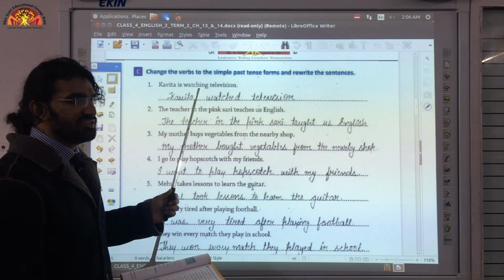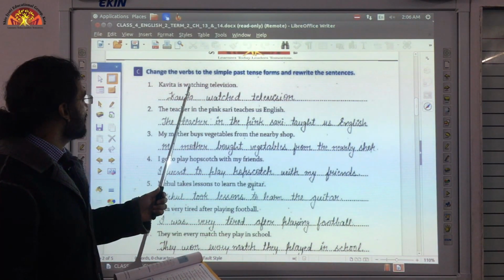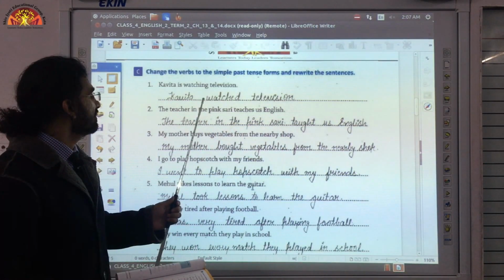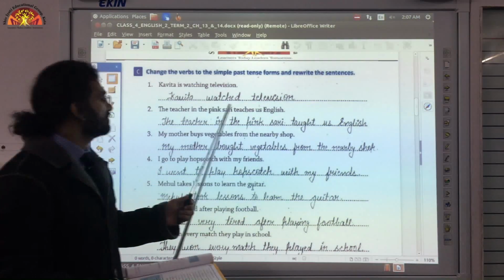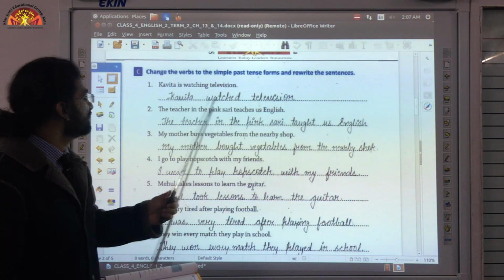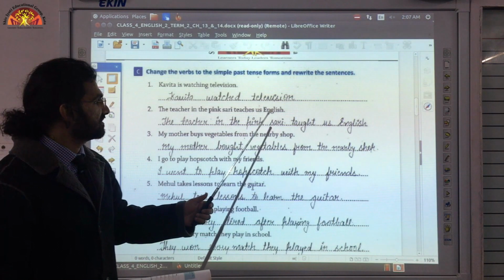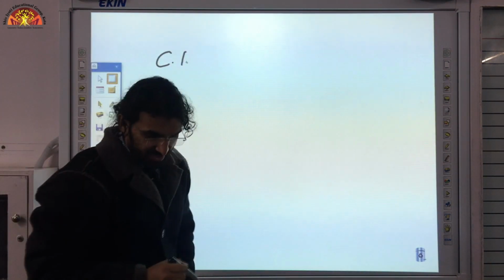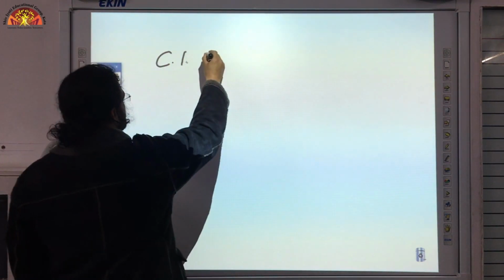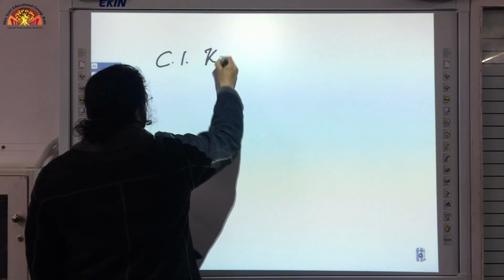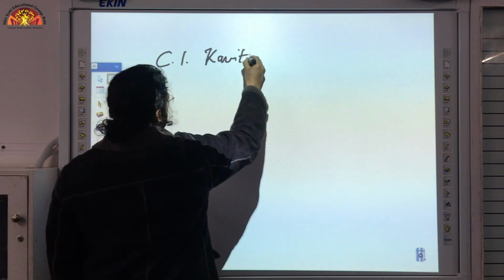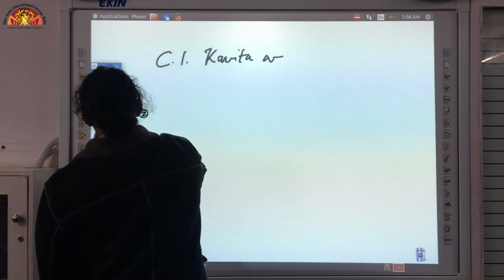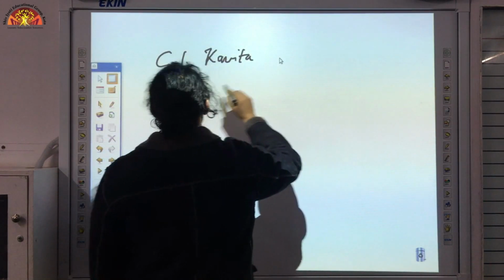Now we are going to rewrite the sentence using simple past tense form. Kavita watched television. This watched has been used as a simple past tense form of verb. Kavita watched television. First one, Kavita is watching television. The answer is Kavita watched television.